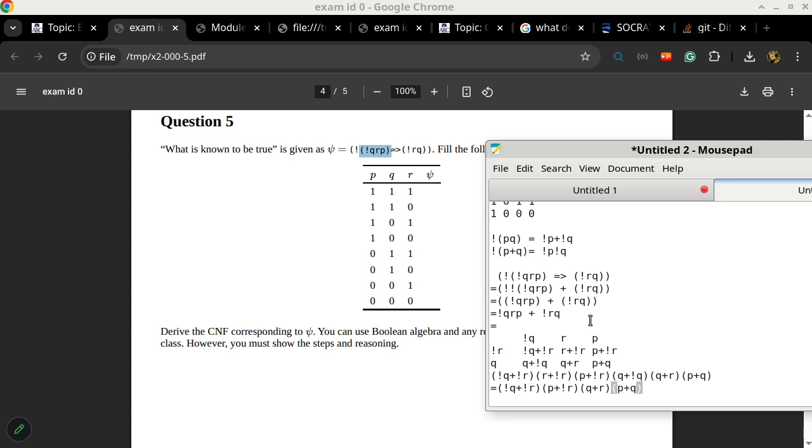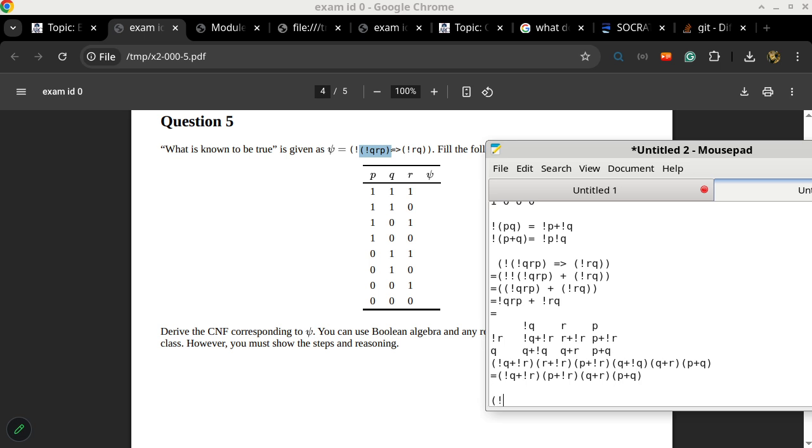I missed something. Okay. So you simplify the whole thing to not R or not Q, P. Okay. Okay. So let me copy that. Can you repeat what you have? You have not R or not Q, not Q or not R, and just P.